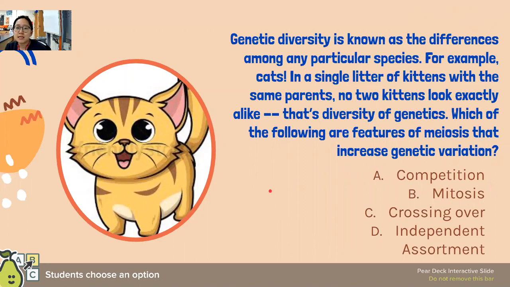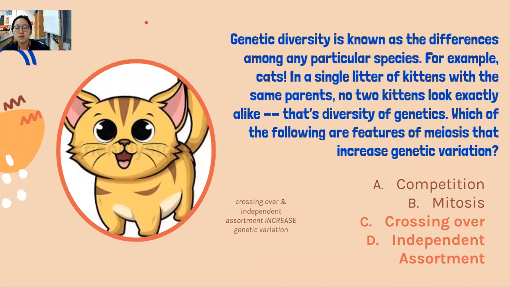Genetic diversity is known as the differences among any particular species, for example, cats. In a single litter of kittens with the same parents, no 2 kittens look exactly alike, and that's the diversity of genetics. Which of the following are features of meiosis that increase genetic variation? There are technically 2 answers. So the answer choices are both C and D.